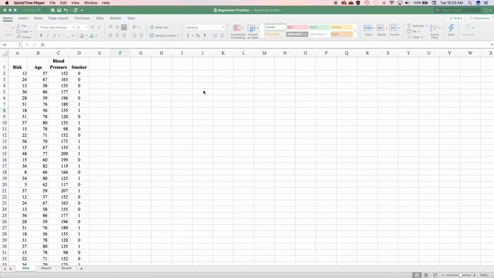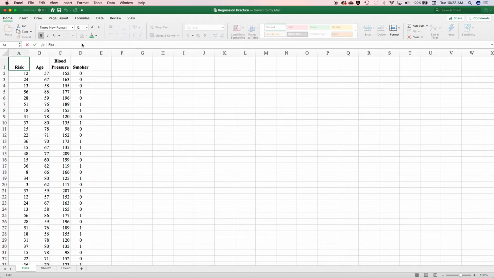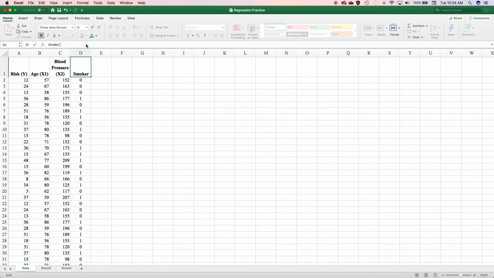So with that in mind, we're going to take a look at the data that we have here about stroke risk. Now, this stroke risk is a factor on a scale of 1 to 100, with 0 meaning you have no risk, and 100 meaning that you have an absolute risk. And so, therefore, our risk will be our dependent or y variable. The others will act as x variables, so we'll call them x1, x2, and x3.